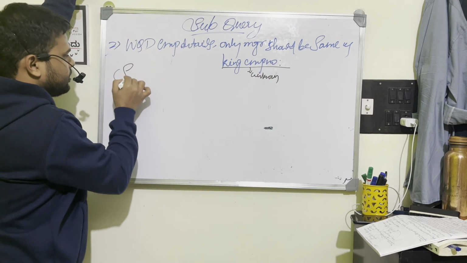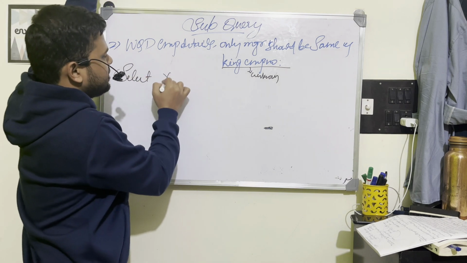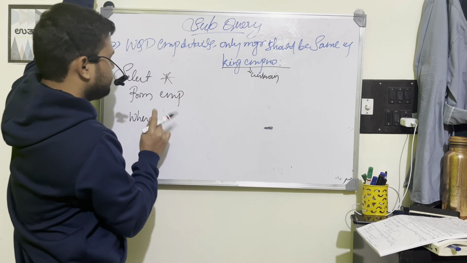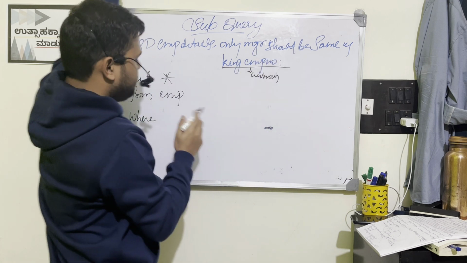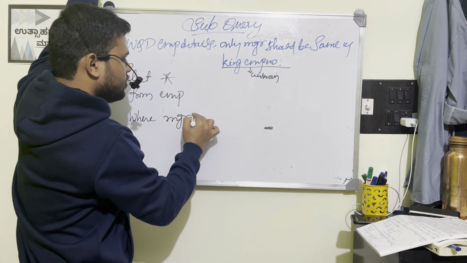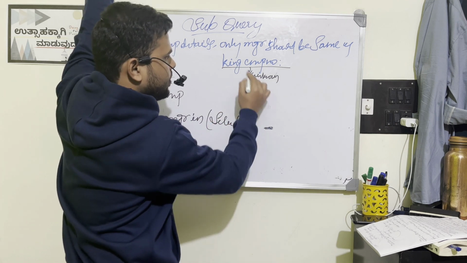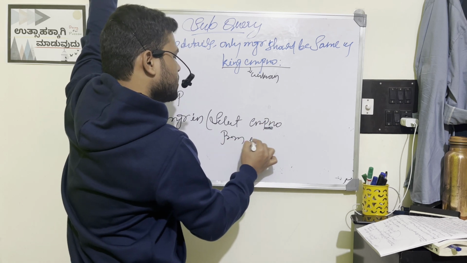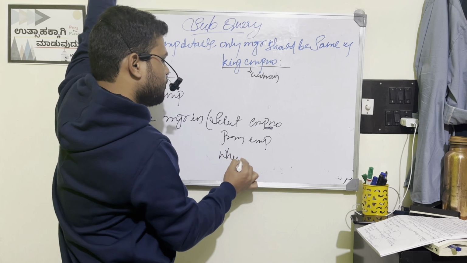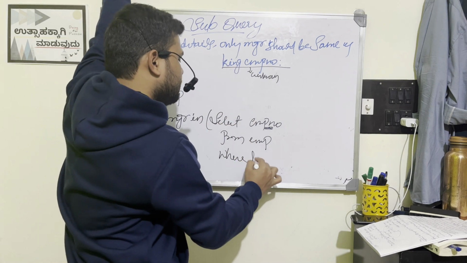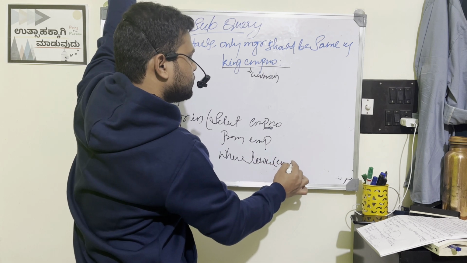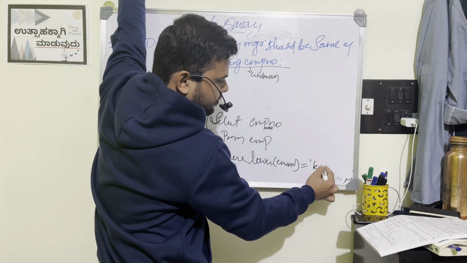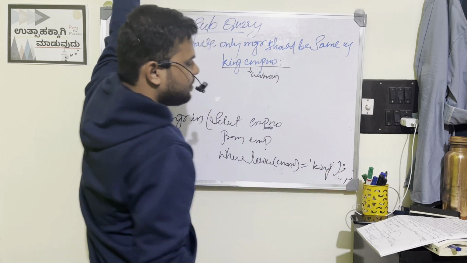See, select employee details means star from EMP where manager number in of select king employee number EMPNO from EMP where lower of ename equal to king, close the parenthesis and terminating with semicolon.